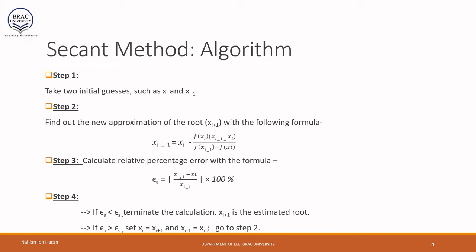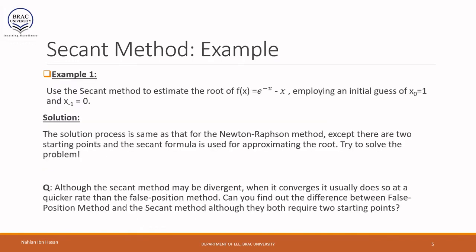Remember one thing: although in the second method we are using two initial guesses, this is not a bracketing method, because in a bracketing method we ensure that there is at least one root between the boundary points. But in the case of the second method, there is no such condition. That means it is not necessary that there should be a root between the two initial guesses. So that's why the second method is not a bracketing method, rather it's an open method.